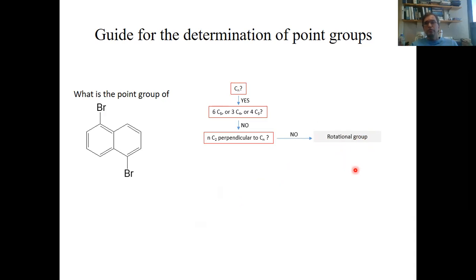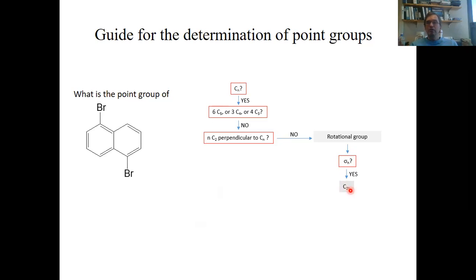So what's the next question? The next question is, do we have a sigma h? Can you see one? Yes, there's a sigma h, and it's just in the plane of the molecule. It stands perpendicular to the C2 principal axis that goes through this carbon-carbon bond. And that means that we have found our point group, which is overall C2h.